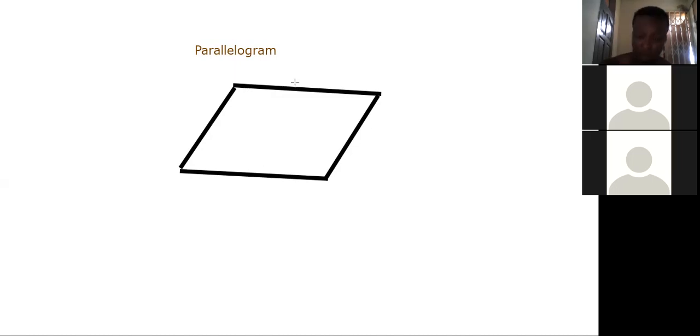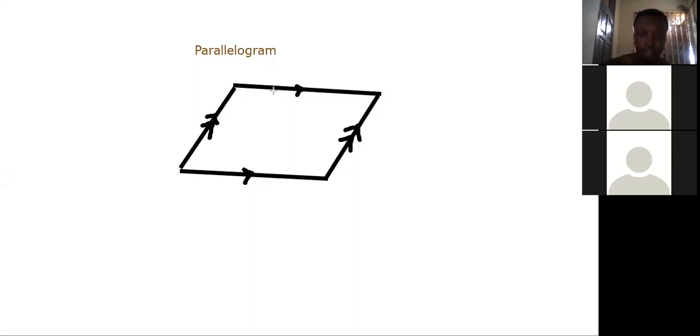So normally when we draw it, we indicate some arrows. This arrow shows that this side and this side are parallel, and we do something like this, which also shows that this side and this side are parallel. And this side and this side are the same. This side and this side are also equal. And the height is from here to here.